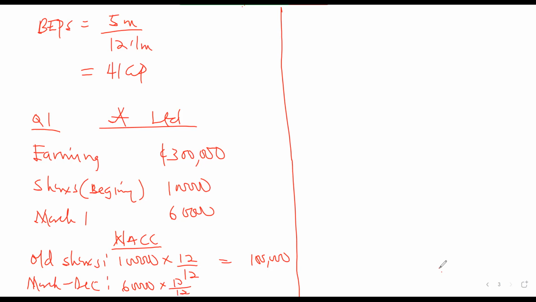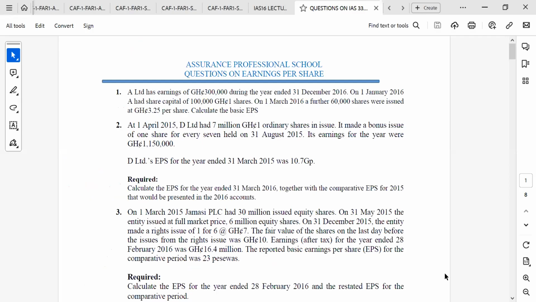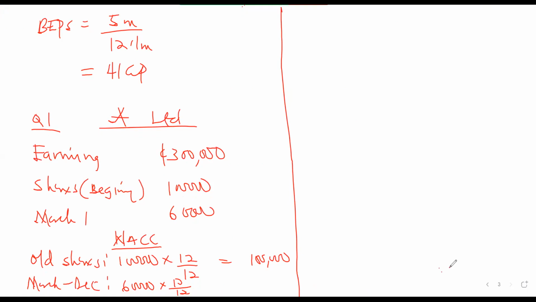Is that 10 over 12 correct? Yeah, it's March 1, so it's 10. Okay. So what are we going to be having? 10 over 12 times 60,000. I'm having 50,000. Yeah. So that will give us 150,000, isn't it?